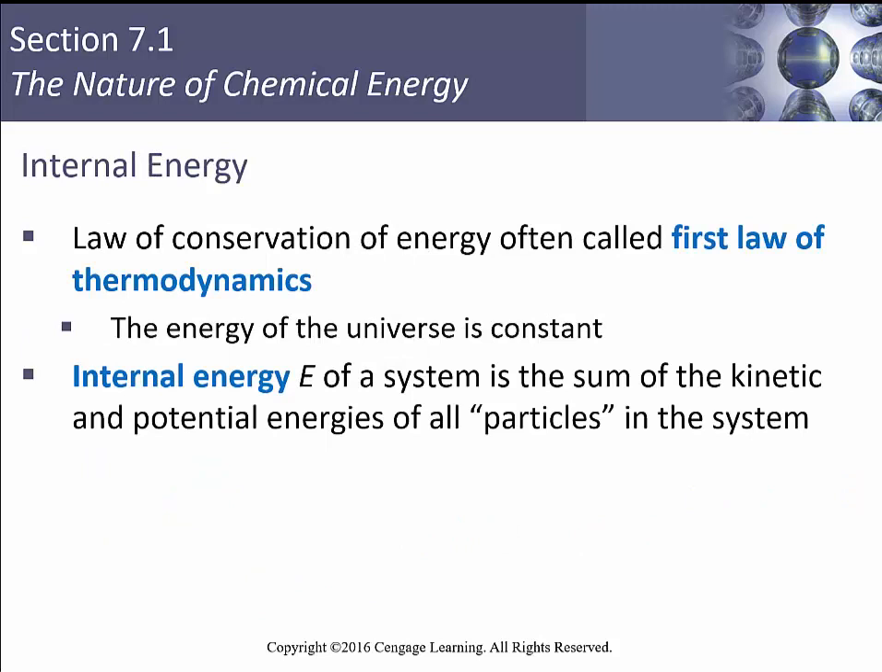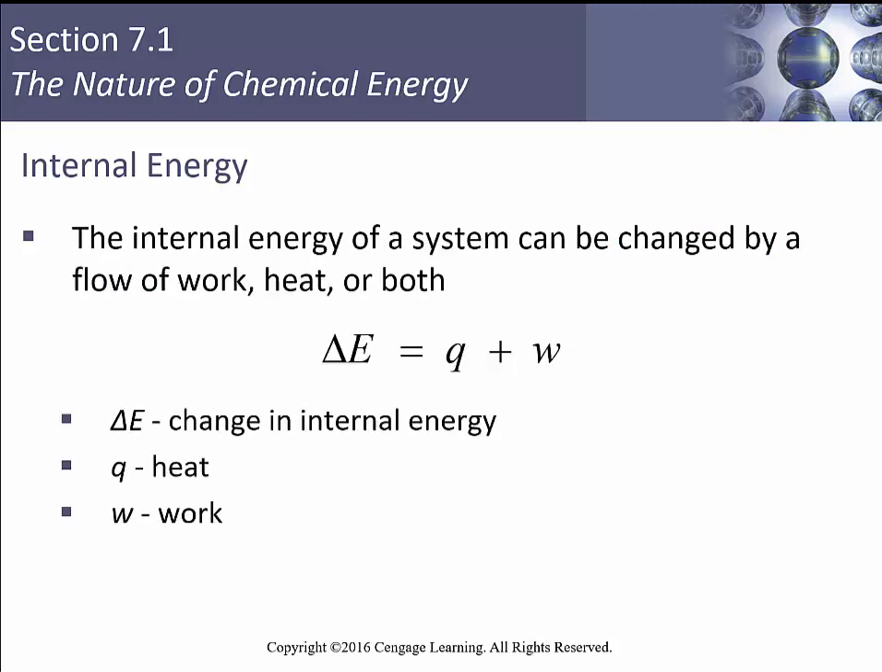The law of conservation of energy, which is often called the first law of thermodynamics, says that the energy of our universe is constant. The internal energy, or E, of a system is just the sum of the kinetic and potential energies of all the particles in the system. If we look at the internal energy of a system, it's going to be the sum of work, heat, or both. So our internal energy change is going to be related to my heat change and how much work I can do.